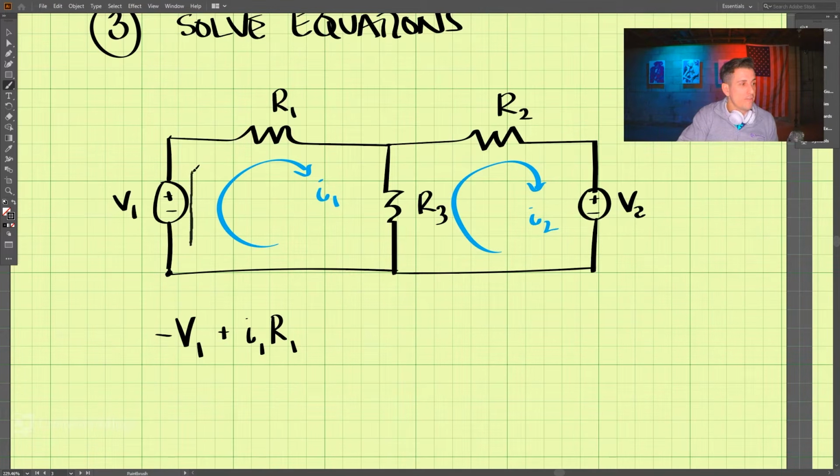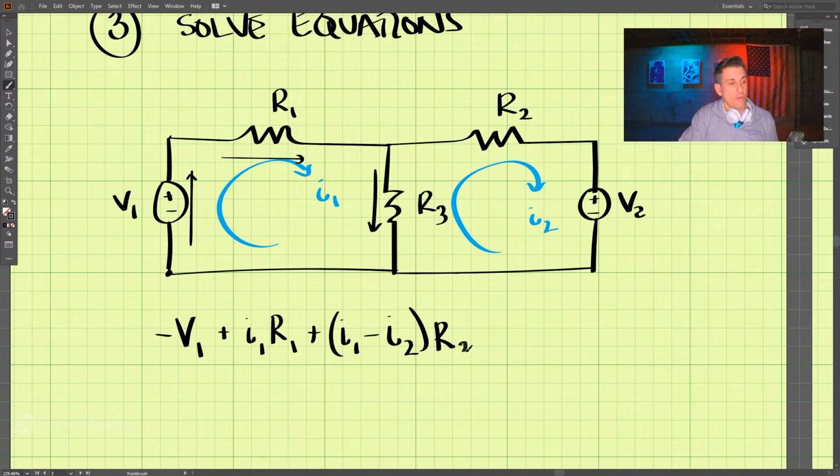So we're looking at the voltages, that's V1. This one is I1 times R1. And then going back down this way, that is plus I1 minus I2, because this resistor has I1 and I2. So I1 minus I2 times R3. And that should equal 0.